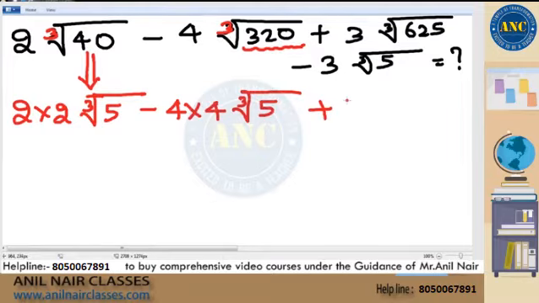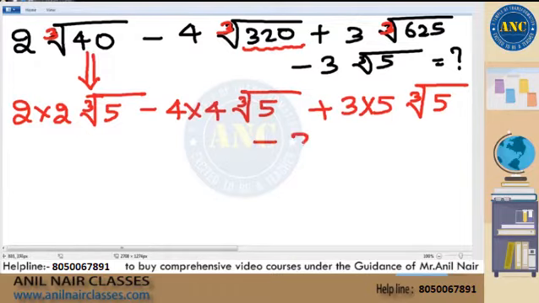Cube root of 625. So this is 3 times, 125 into 5 is 625. Cube root of 125 is 5. Take it outside. You are left with another cube root of 5. Minus, the last term is 3 times cube root of 5, which I cannot simplify further.